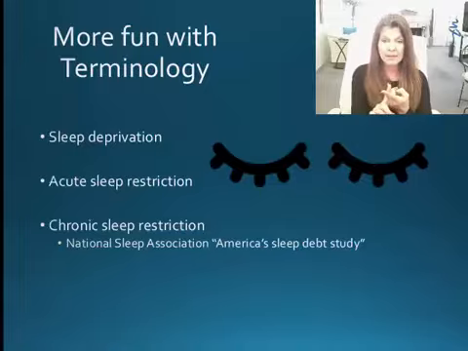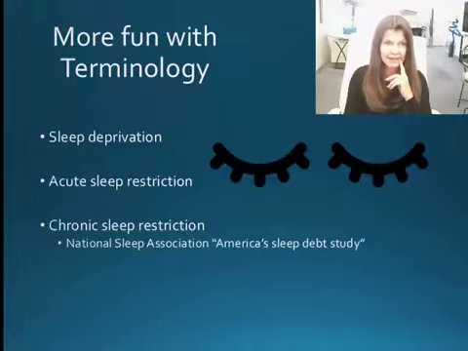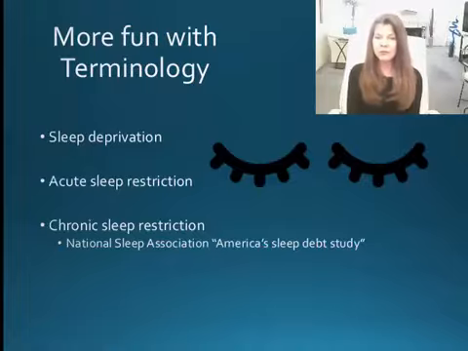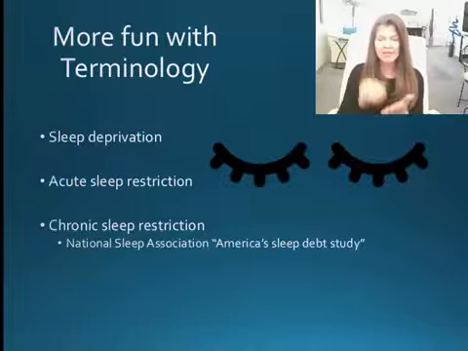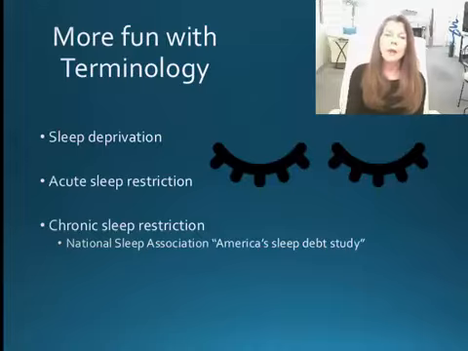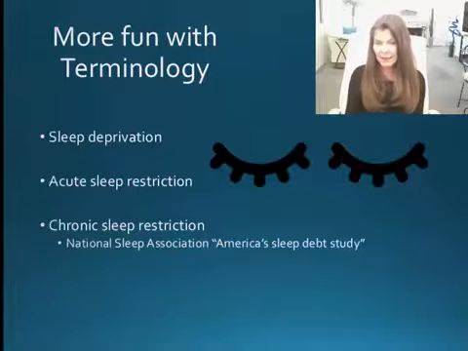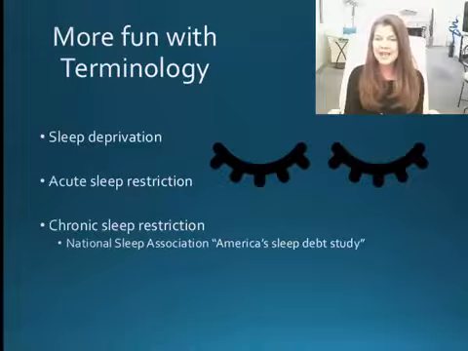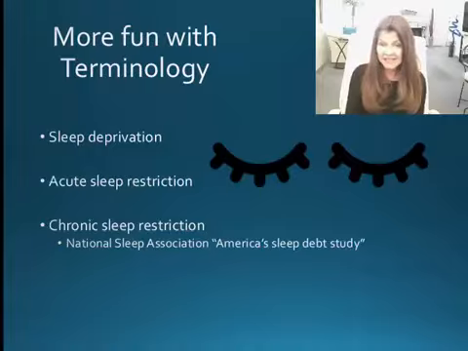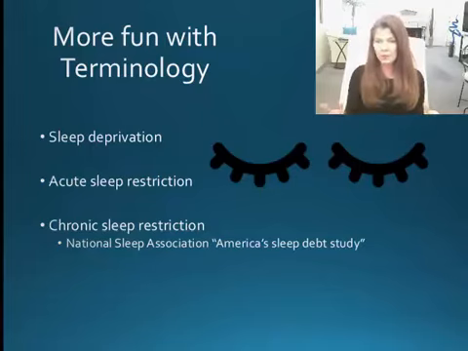However, chronic sleep restriction is much more common and much more problematic. Chronic sleep restriction, sometimes called short sleep, refers to not getting enough sleep on a regular basis. Chronic sleep restriction is disturbingly common in the United States. A study by the National Sleep Association, which we will call the American Sleep Debt Study, showed that most adults in the United States get less than 7 hours of their 7 to 9 recommended hours during their entire work week.